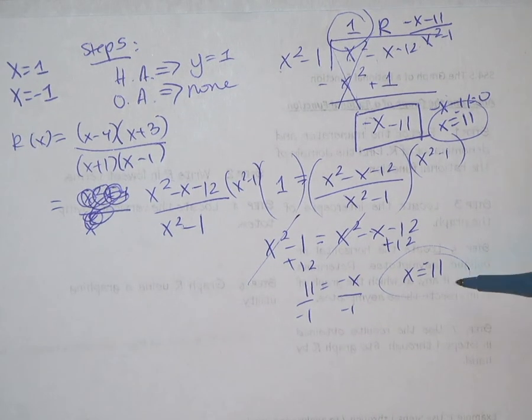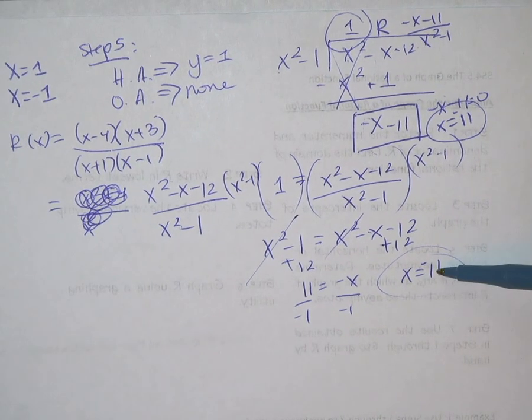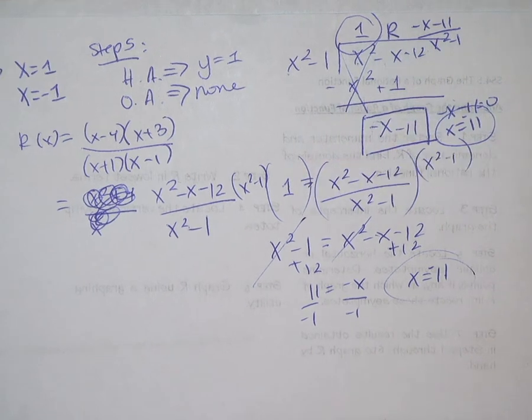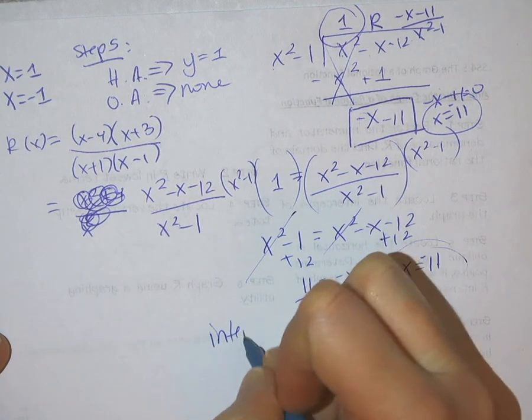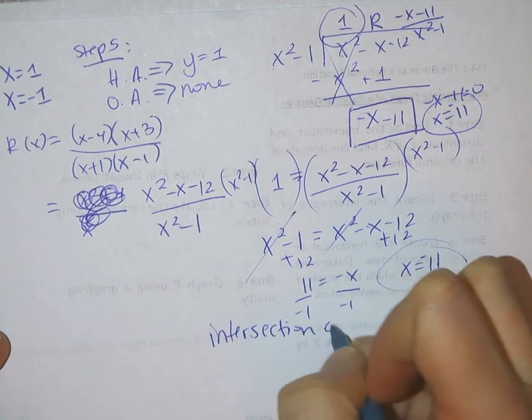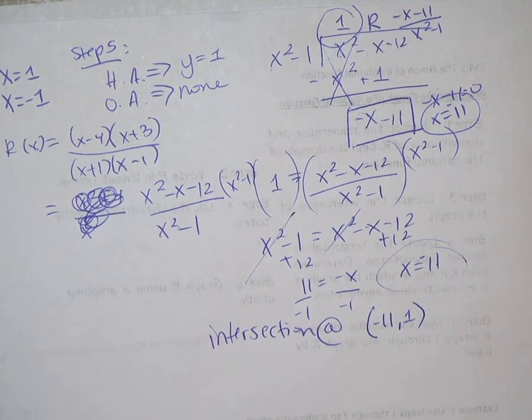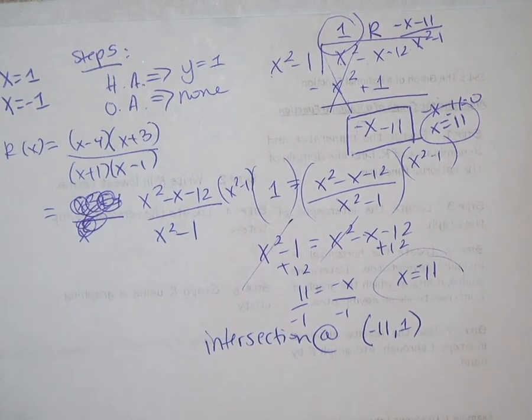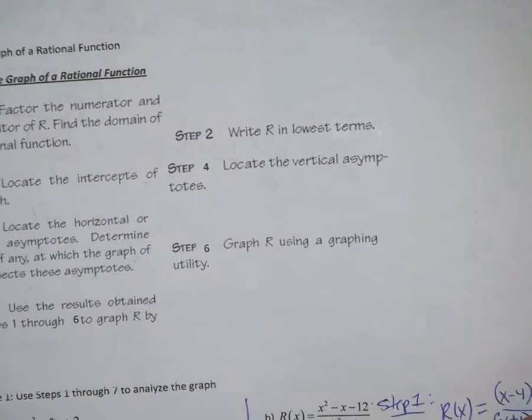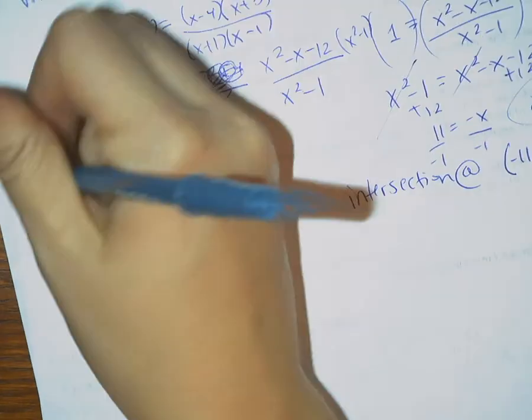So if we remember, this is x equals negative 11 when y equals 1. So I have an intersection at negative 11 comma 1. So that gives me a point that I can plot later. Alright, so that's step 5. Step 6, if we remember, is to graph a rational function using a graphing utility.